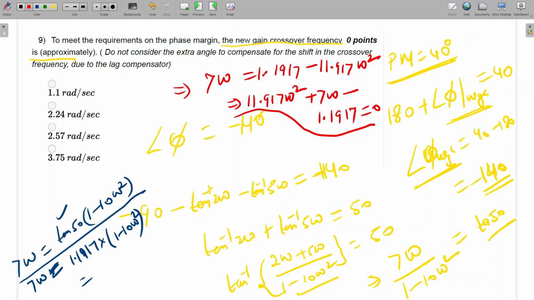So I am solving this equation. With 11.917, 7, and minus 1.1917, the omega value I am getting is omega equal to 0.1378 and the other value is minus 0.725. So any options are not matching here.